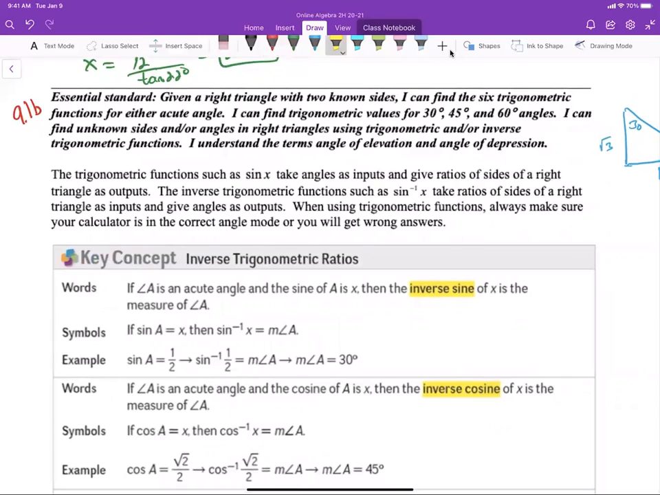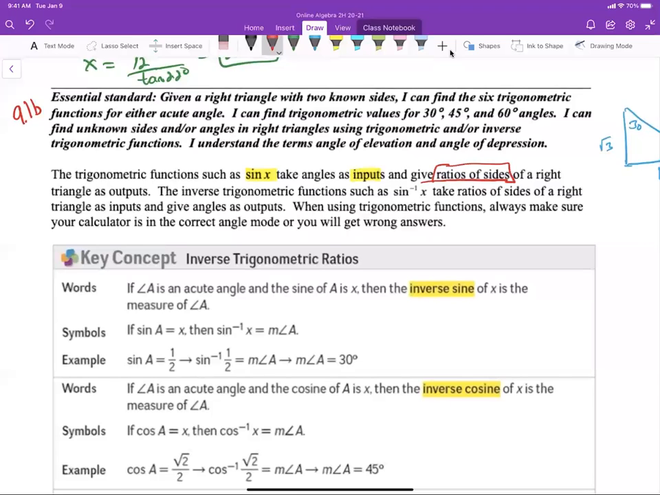So the trig functions, such as sine of x, will take an angle as input. So I can say sine of 30 degrees, for example, and the output of that will give me the ratio of the sides. If it was sine, it would be the opposite over the hypotenuse. So when you use your calculator and take the sine of an angle, what my calculator gives me is the ratio of those two sides, opposite over the hypotenuse.